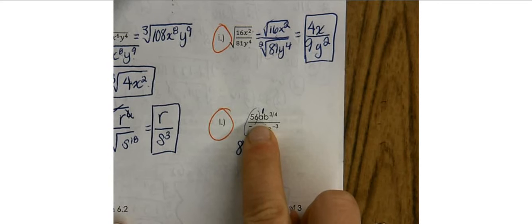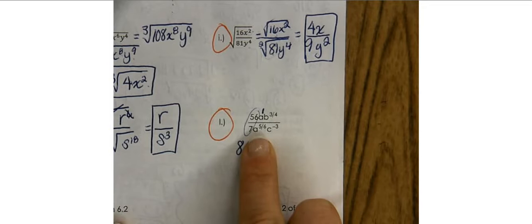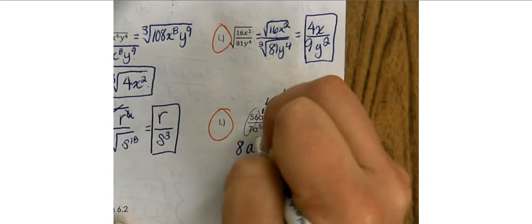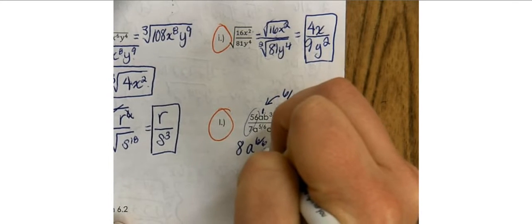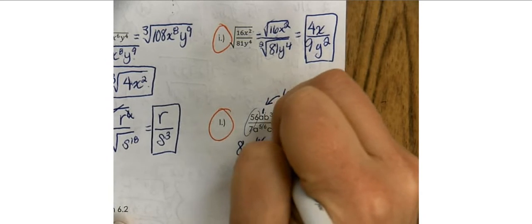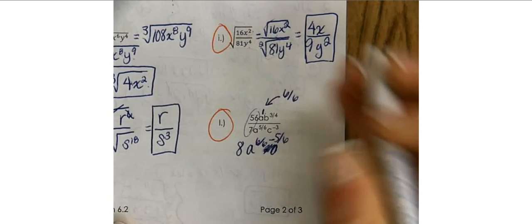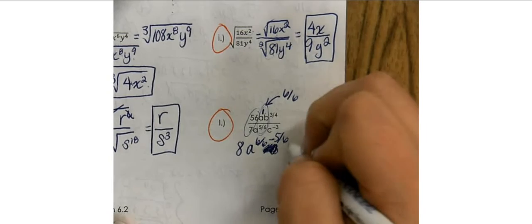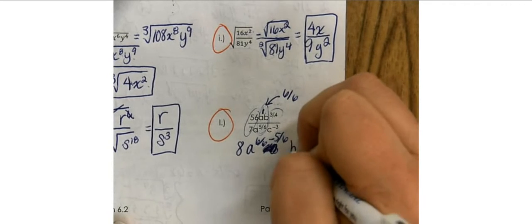So my number is going to be 8. In my numerator, with respect to a, that's a 1. So this is really an a to the 1st power. And we're going to be subtracting it from 5/6. So what I'm going to do is change that exponent of 1 to a 6 over 6. So this is a to the 6 over 6 power times a to the minus 5 over 6 power. So what I'm doing is subtracting the exponents of a. Then I have my b value, which is b to the 3/4 power.